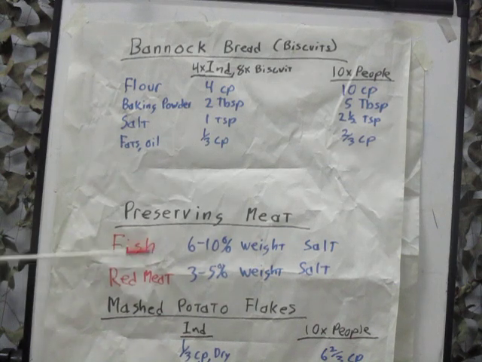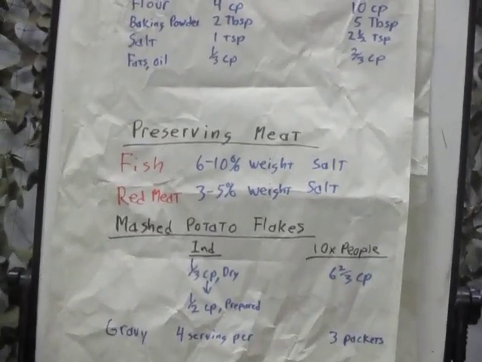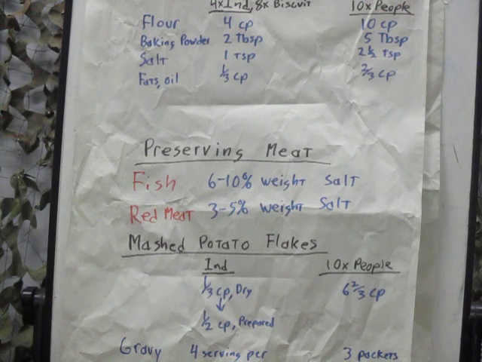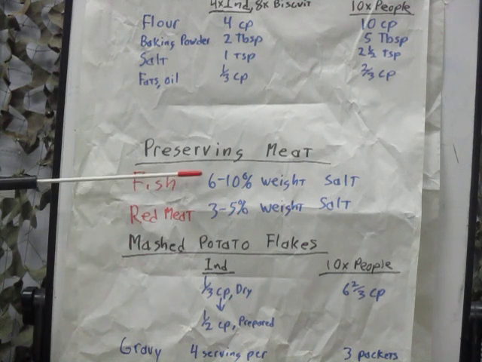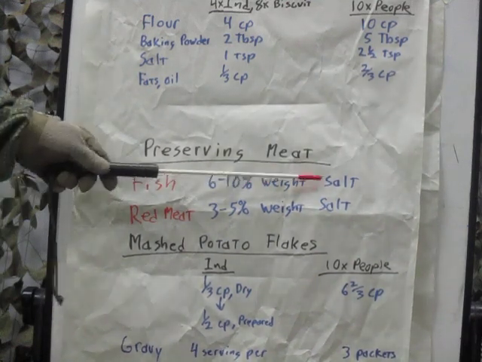Now, preserving meat. You're probably not going to have preserved meats inside your caches. You might have TVP, but TVP is expensive. Now, if you are able to hunt, fish, or snare small game in your area, you should have salt inside your caches to preserve the meat. Now, I did some looking around, and it says for salting fish, you need between 6 to 10% of the weight of the fish in salt.